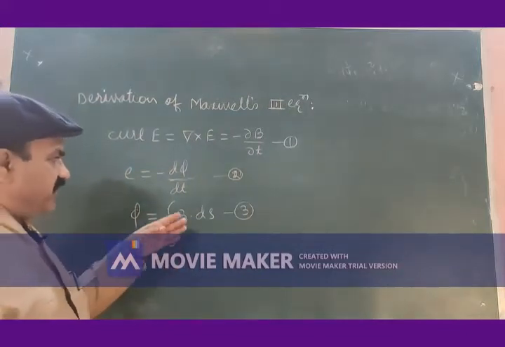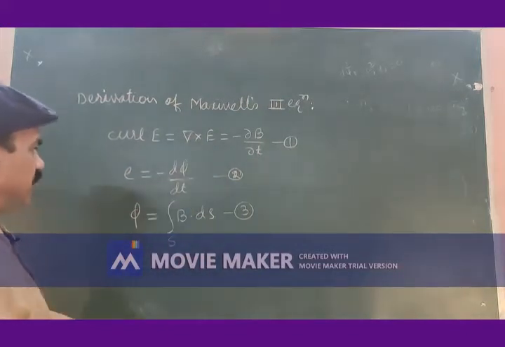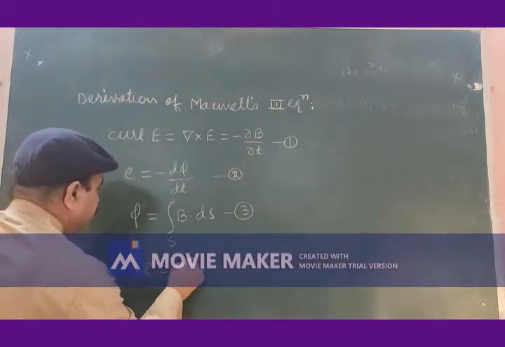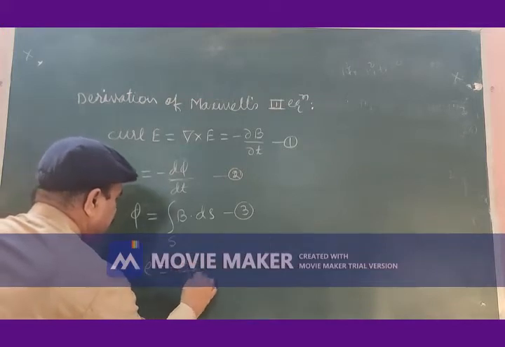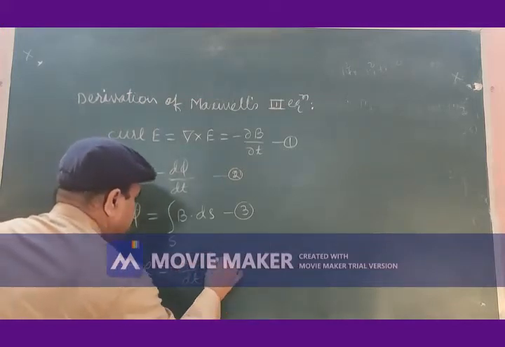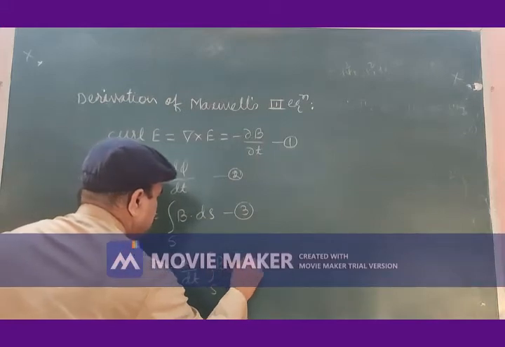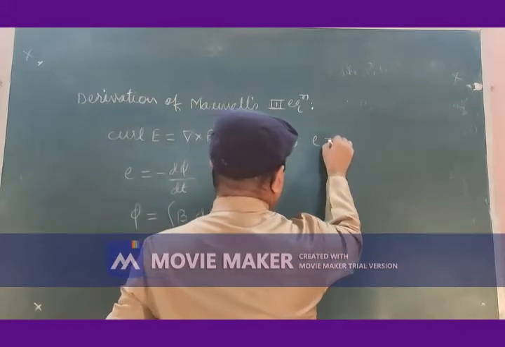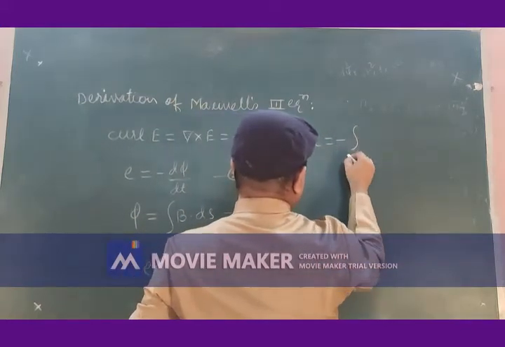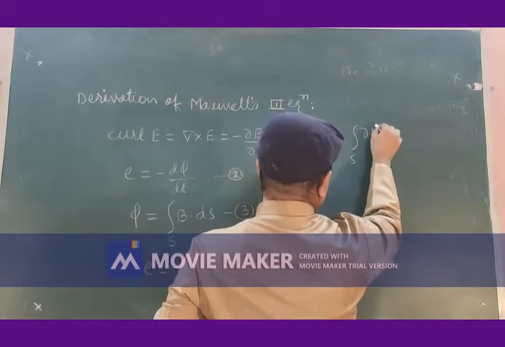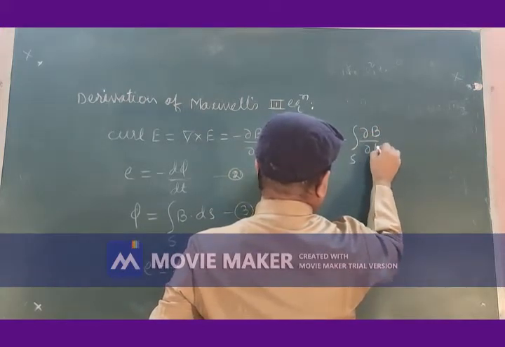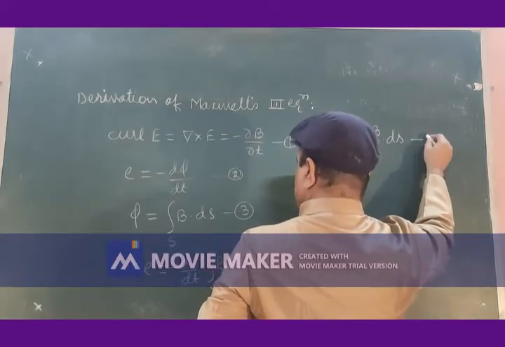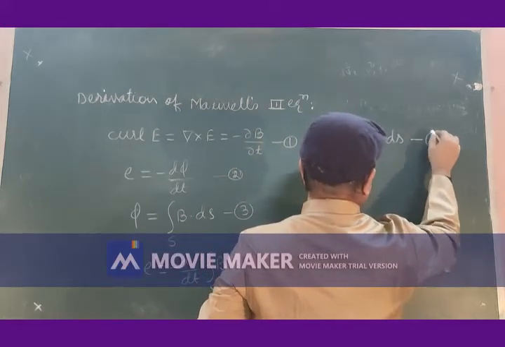Let us use equation 3 in equation 2. So this E will be equal to minus d by dt of the surface integration of B dot ds, or E is equal to minus surface integration of dou B by dou t dot ds, equation number 4.